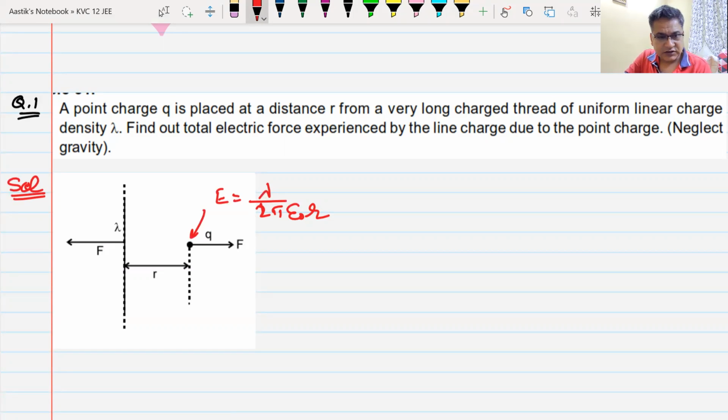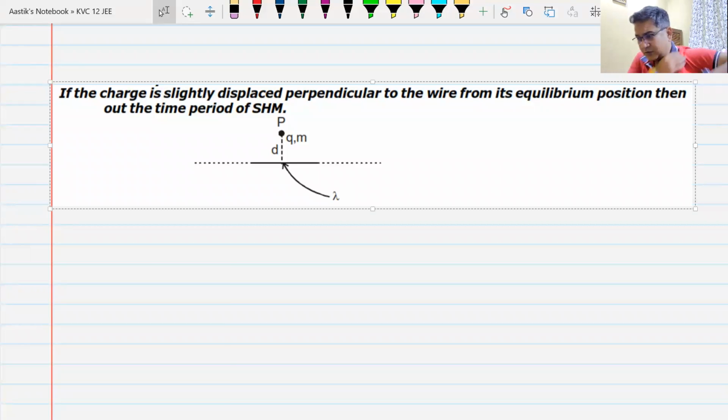Now, this is a question that I've seen in one of the JEE. Let's see if you can do this, because these are the type of question that can come. Now, this question could be put in various ways. This is one variation of the question. What they do is they mix up two topics together.